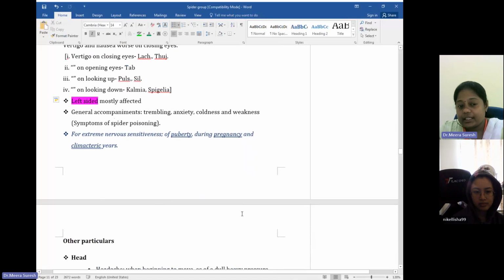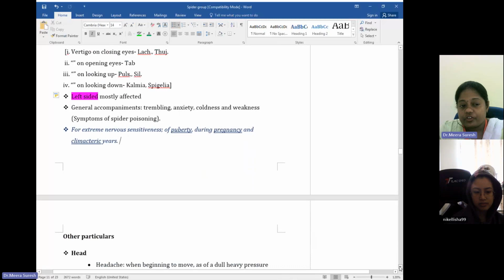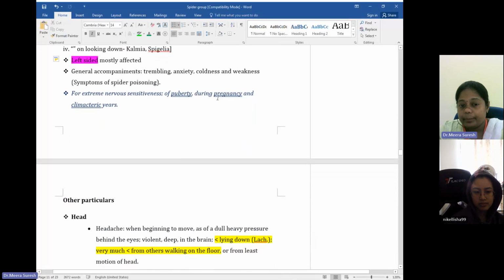And this extreme nervous condition will be manifested especially during puberty, pregnancy, and climacteric years. So in the case of a female, these are the three important milestones in the menstrual or reproductive life cycle of a woman. In all those milestones, if they are highly sensitive, Theridion is a medicine that we could think of.